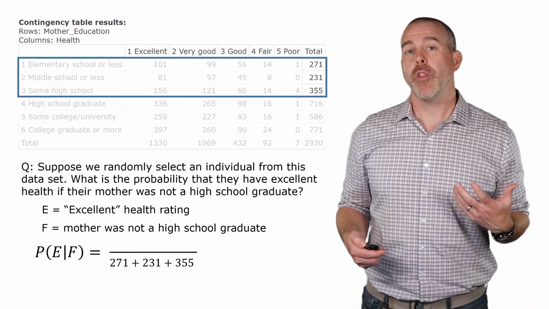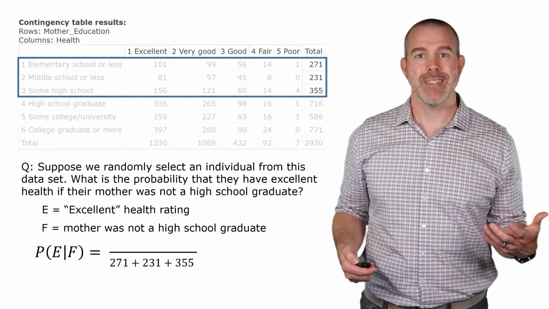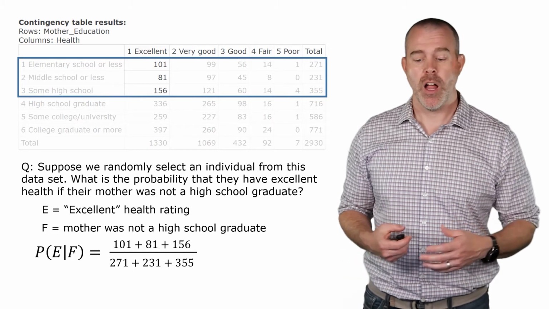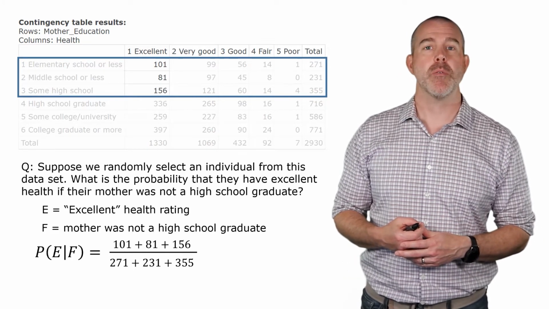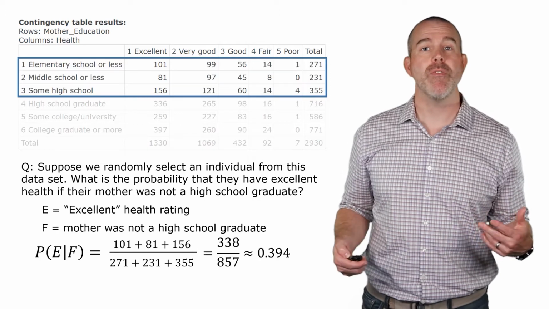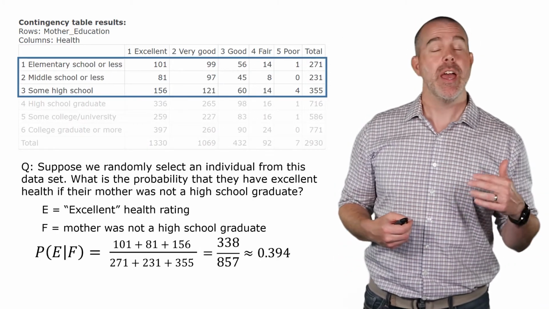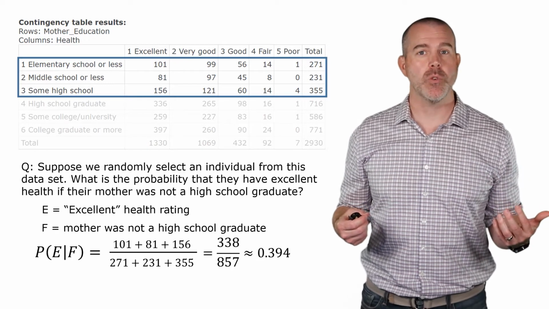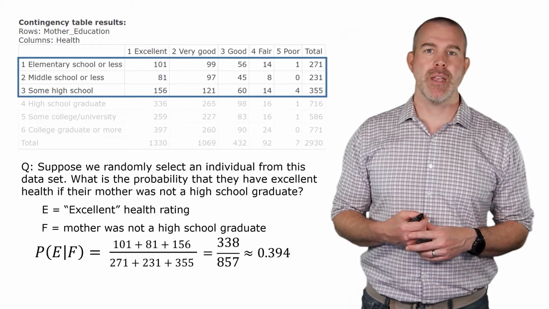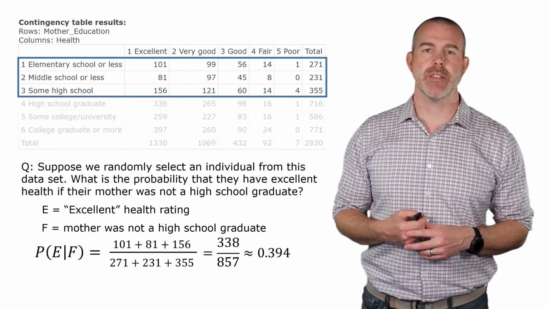And then we want to know the probability that those individuals have excellent health. Well, then we'll look at that column and add up those 101 plus 81 plus 156. And so we find the probability that a randomly selected individual has excellent health, given that their mother did not have a high school diploma, is about 0.394, about 39 hundredths.